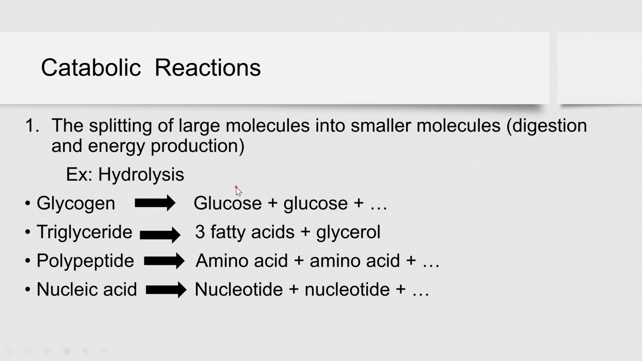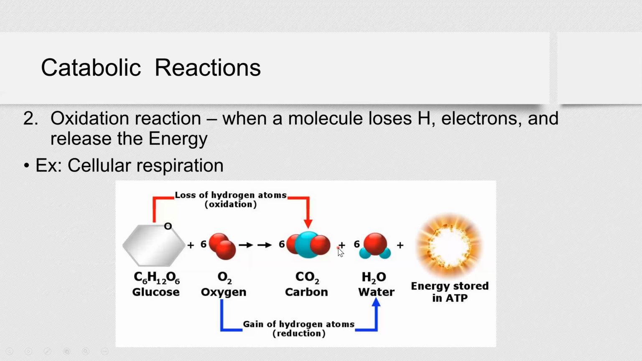Now, this type of reaction is called lysis, right? Because lysis is when you break something apart, but it's hydrolysis. That means you need water to break them apart. So catabolic reactions are the splitting of large molecules into smaller molecules, like digestion and energy production. So here, for example, it can be digestion if you eat all this food, and you digest them into building units.